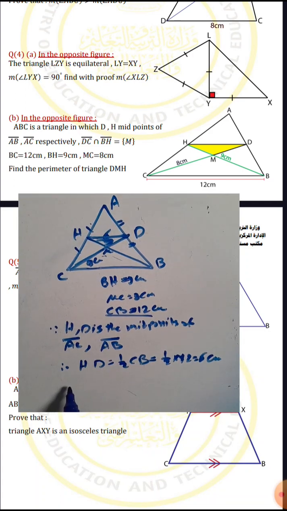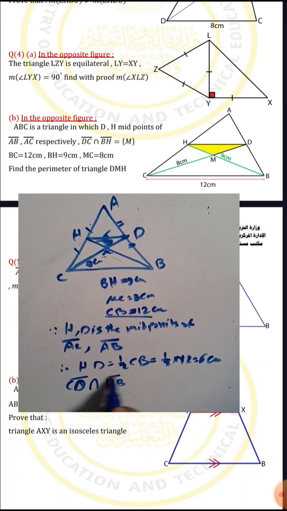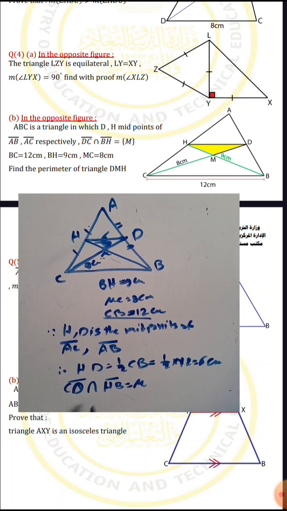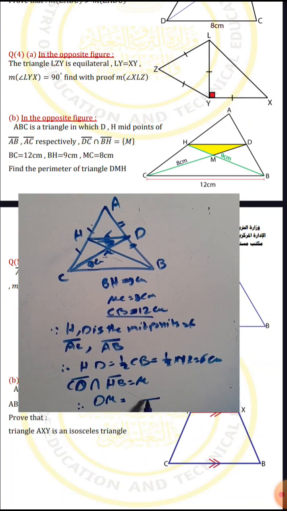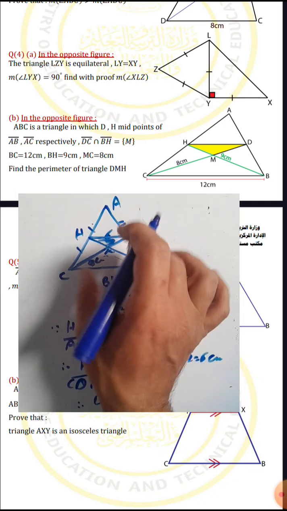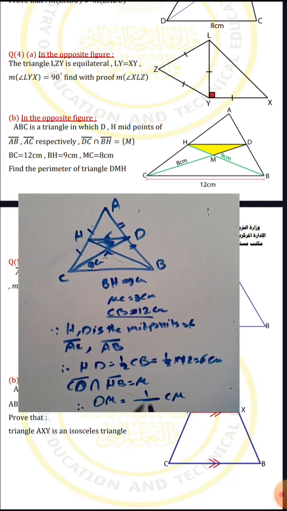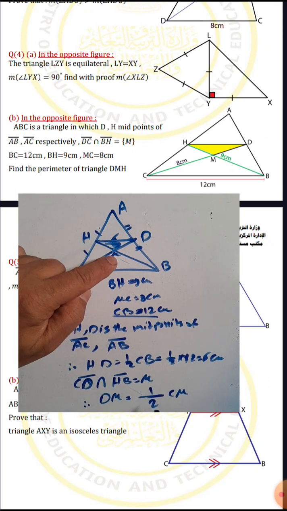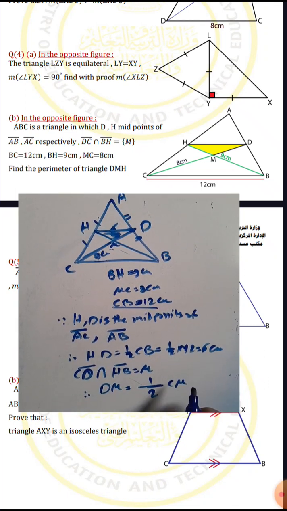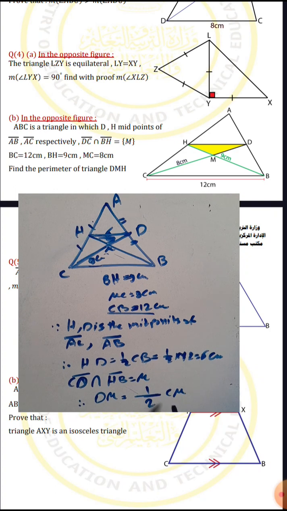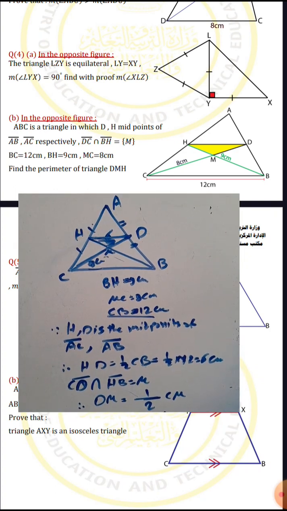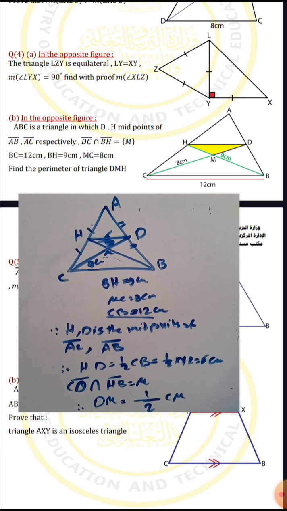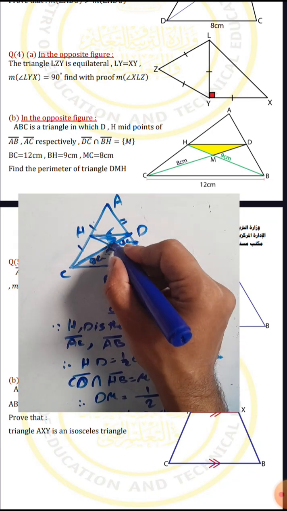And CD intersection with HB equals point M. Then the ratio between DM and CM will be half, because it's the midpoint, about three intersections, the median here, half of CM. This result will be half times CM, equals 8. Half times 8 equals 4 centimeters. Then DM here will be 4 centimeters.